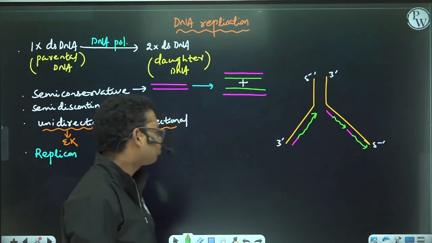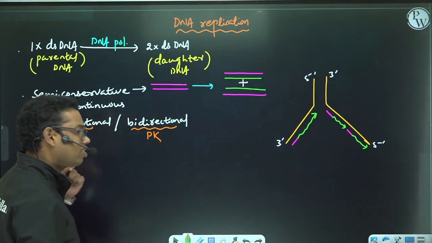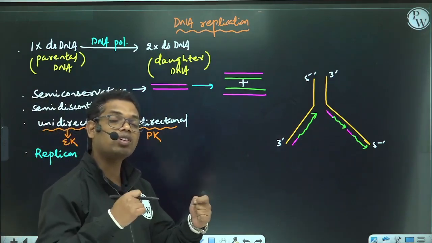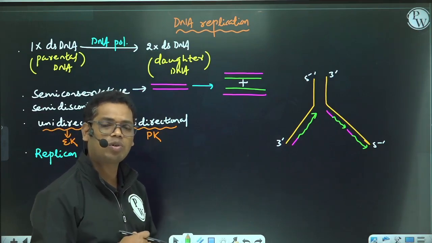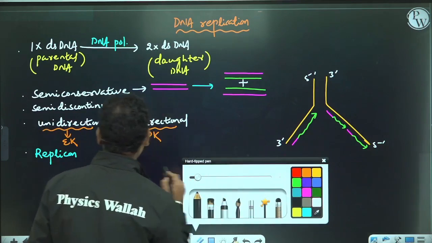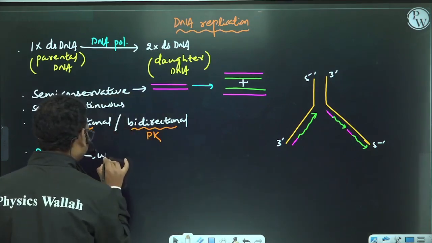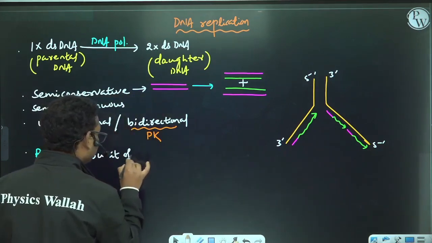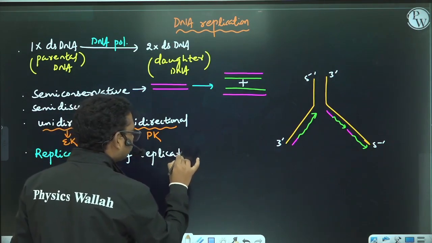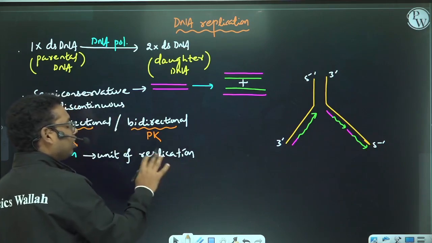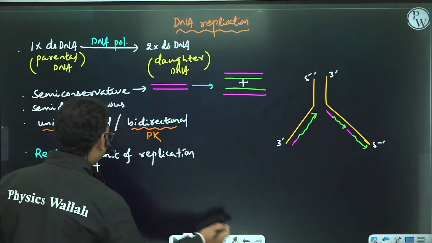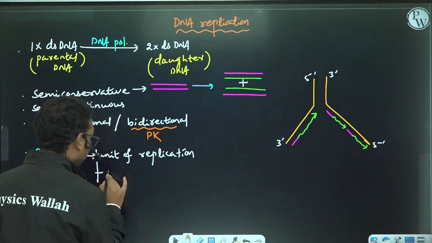So the replicon is the segment of DNA which is capable of undergoing independent replication. I can say the replicon is the unit of replication, or the smallest segment of DNA which can independently undergo replication.